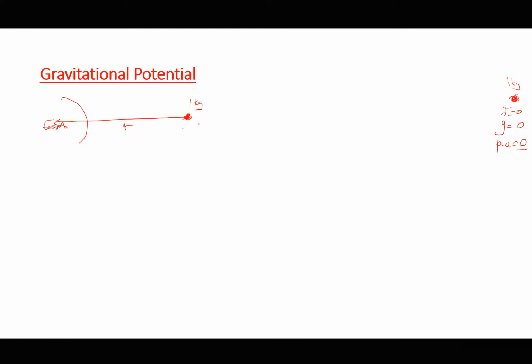The work done in moving a unit mass, or a mass of 1 kilogram, from infinity to this point here is going to be called the gravitational potential. So we are saying gravitational potential is the work done in moving a unit test mass from infinity to this point. The work done in moving a unit test mass from infinity to that point.